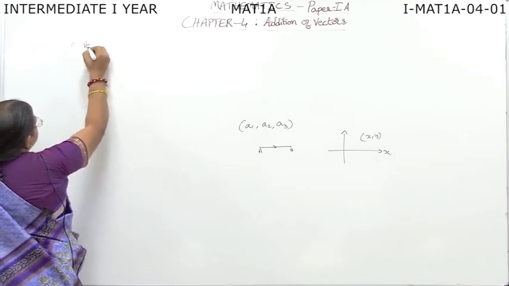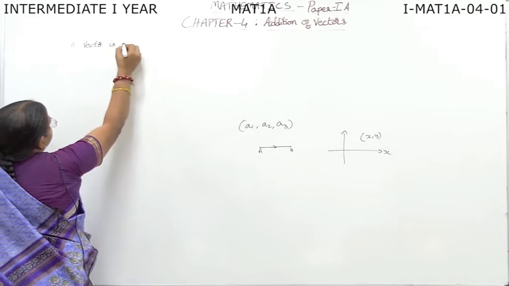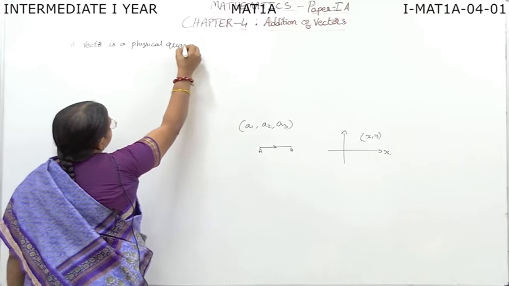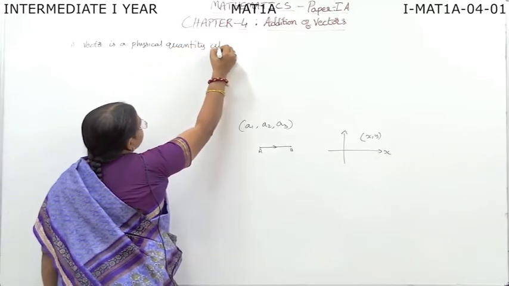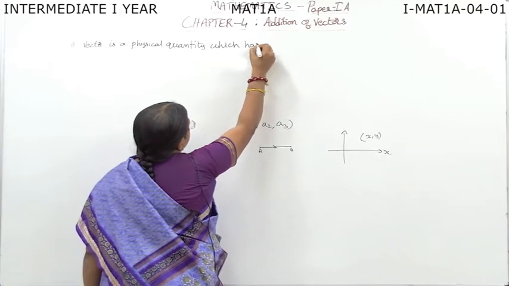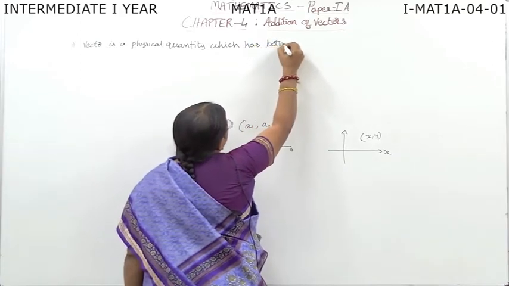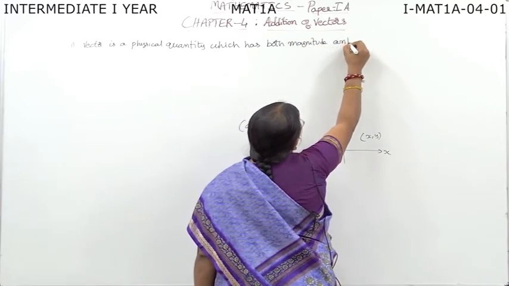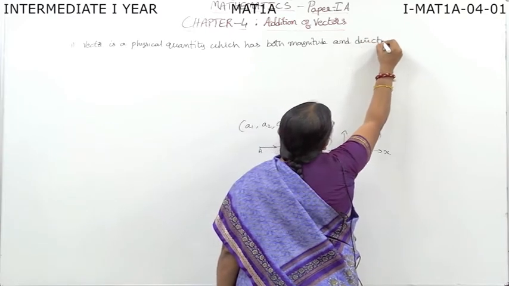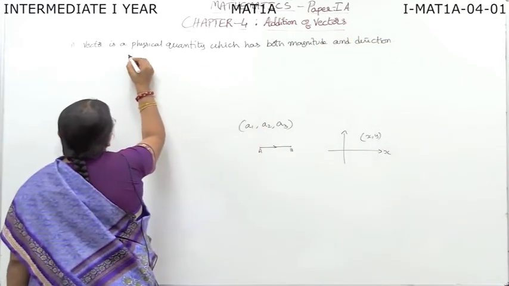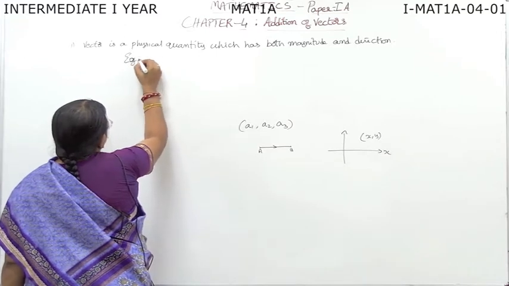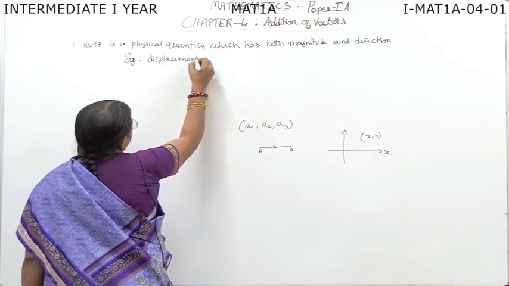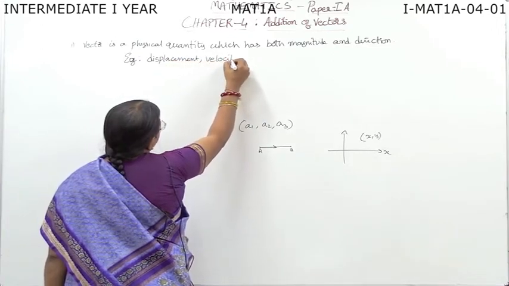A vector is a physical quantity which has both magnitude and direction. Examples are displacement, velocity, acceleration, etc.